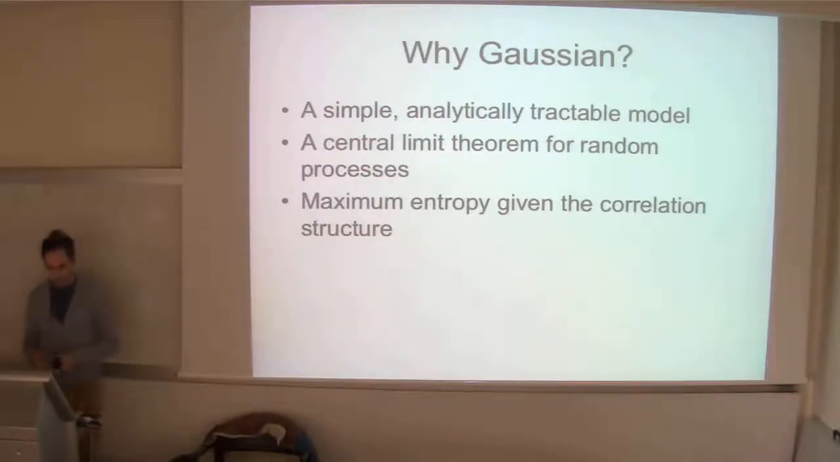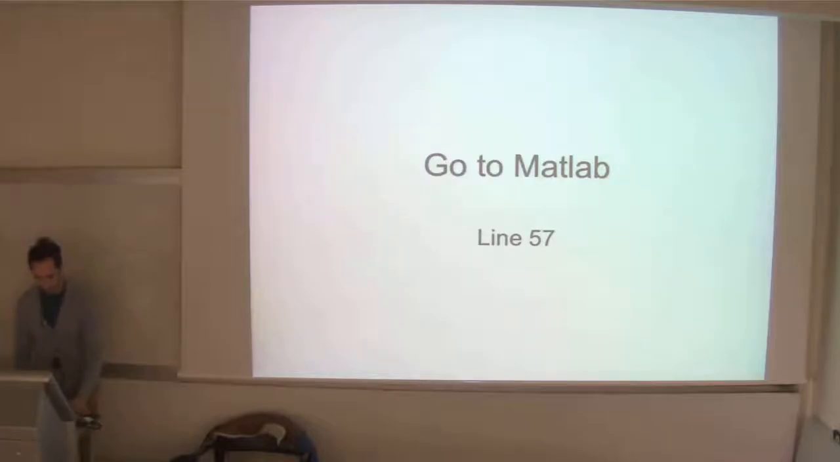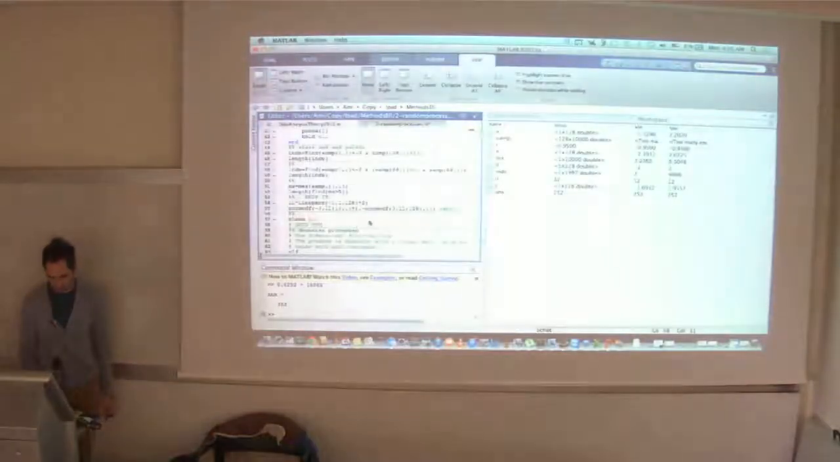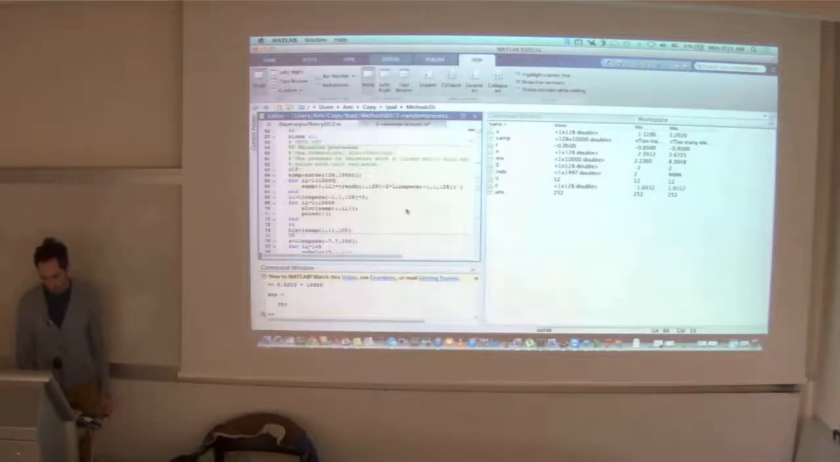Why did we say Gaussian yesterday? Because it's simple. It's an analytically tractable model. We can describe it. We can show that the noise is Gaussian, and with other statistical rules such as the central limit theorem, we can actually assume something and get results. So now let's look more carefully at some properties of Gaussian processes.